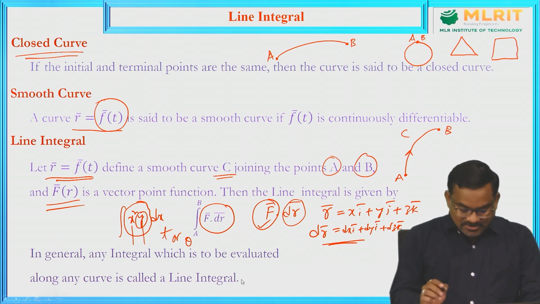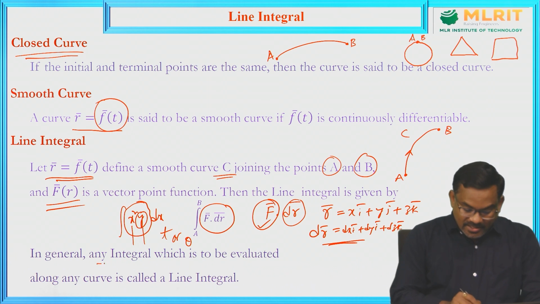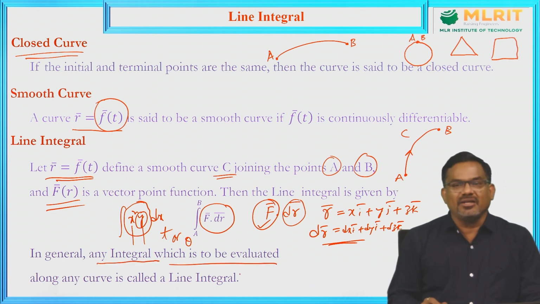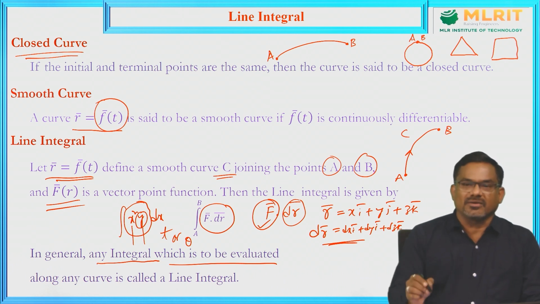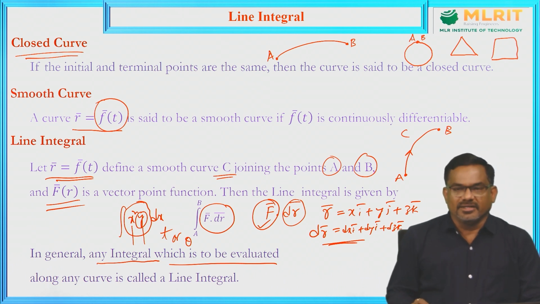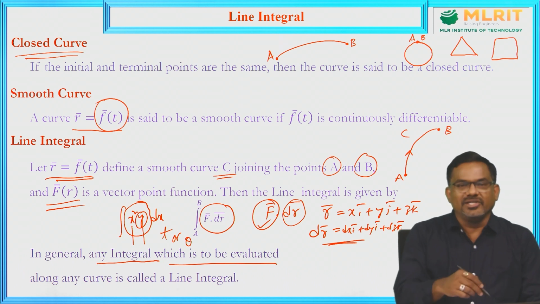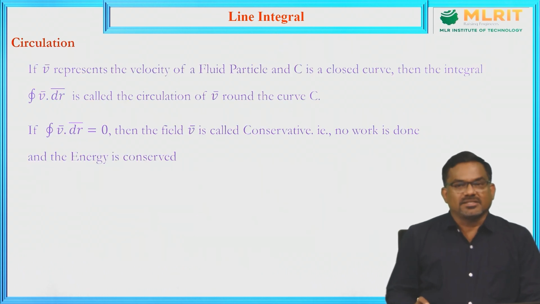And simply, any integral which is to be evaluated along any curve is called a line integral. If we are evaluating the integral along a curve, then it is said to be a line integral. That means along each line. Next, circulation.